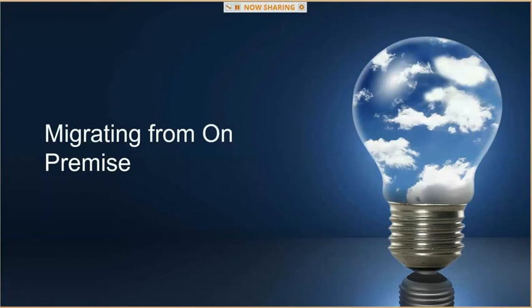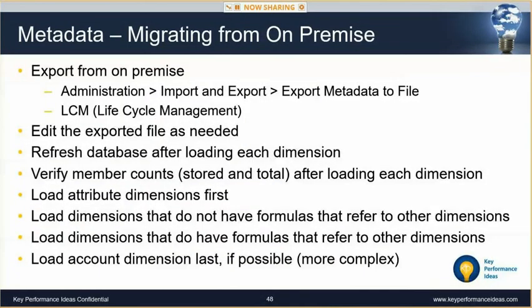So here's some tips on migrating from on-premise to the cloud when it comes to metadata. To export metadata from on-premise, depending on the version that you are on, you can use the administration, import and export metadata to file, which creates a CSV file, and it's directly from the application. So it's in more recent versions of planning.